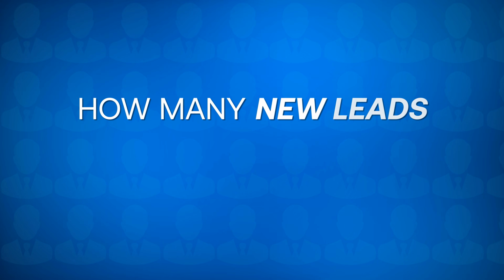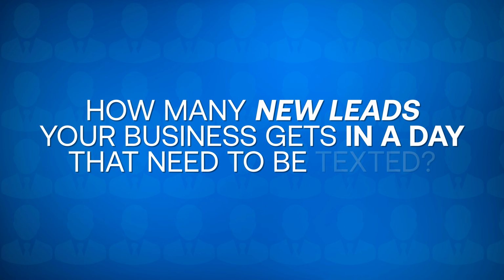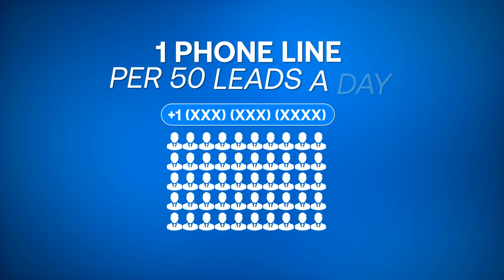And the way that actually works is all around your lead volume. All you have to really figure out is how many new leads your business gets in a day that need to be texted. And once you've got that number, Sendblue is going to assign however many phone lines it takes to cover it. As a general rule, one phone line is going to handle 50 new conversations a day or fewer. And here's the part that really matters the most.